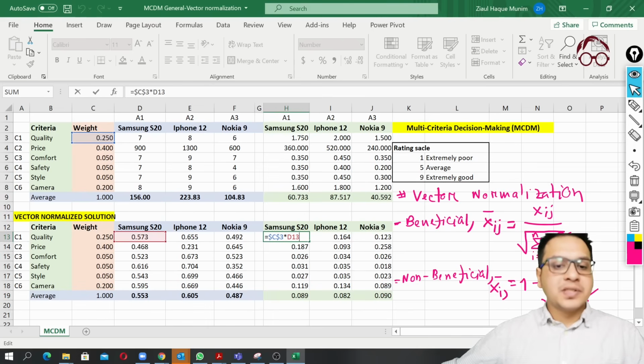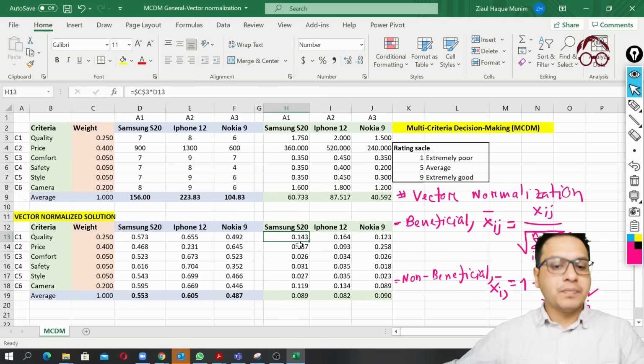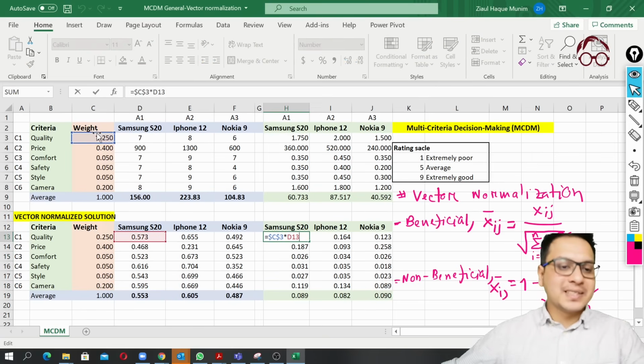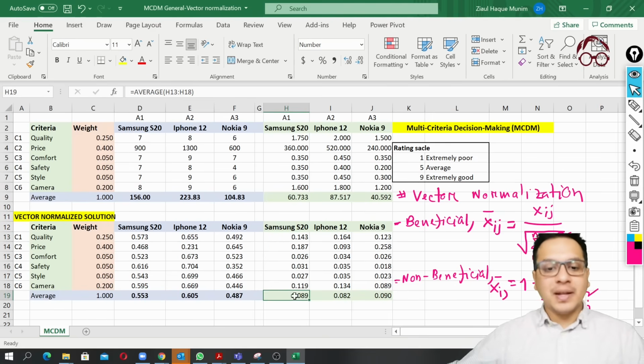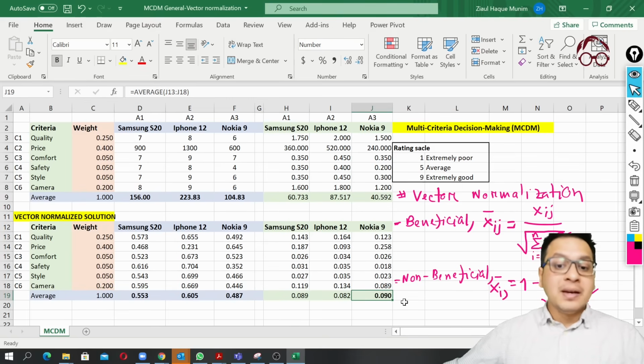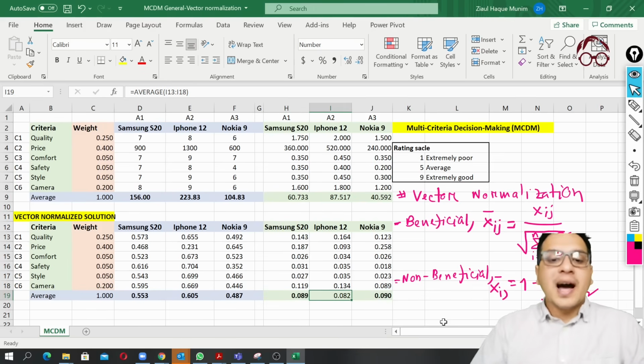So here these values, yeah, they are multiplied with the respective weights, right? Here you can change the weight, but the weight is the same here and here, so it's not really affecting the solution. Okay, so now here you see, after applying the vector normalization, interestingly our solution changes a little bit. Nokia becomes our first choice, and then Samsung, okay, and then comes the iPhone.